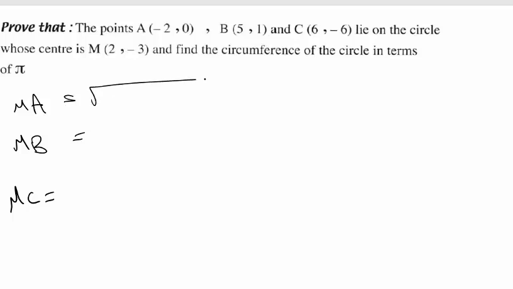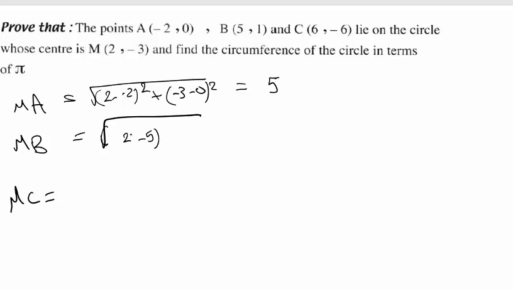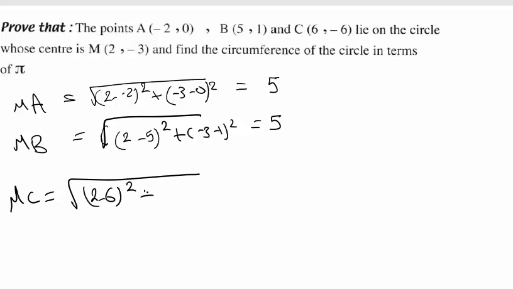So let's start. MA: square root of (2 minus negative 2) to the power of 2, plus (negative 3 minus 0) to the power of 2, it will be 5. MB: square root of (2 minus 5) to the power of 2 plus (negative 3 minus 1) to the power of 2, it will be also 5. And MC: square root of (2 minus 6) to the power of 2 plus (negative 3 minus negative 6) to the power of 2, it will be also equal to 5.